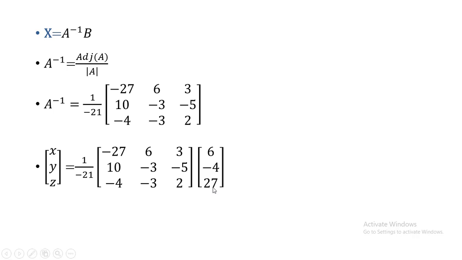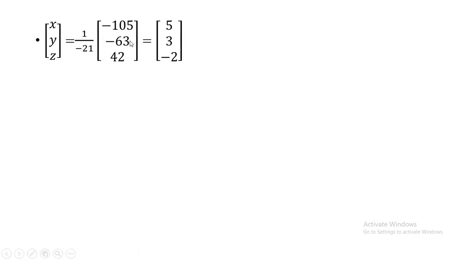Now again it is up to you whether you want to multiply these two matrices first and then divide by minus 21, or divide by 21 first and then multiply with each other. After simplifying it, I get the final result. Now x equals 5, y equals 3. It's position to position, whatever position it's written here will be equated to the position there. Z equals minus 2. These are your final answers.